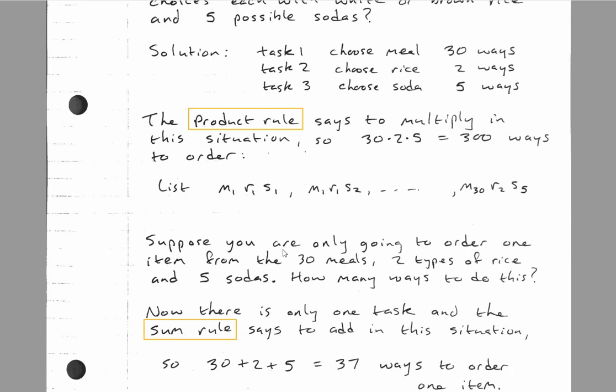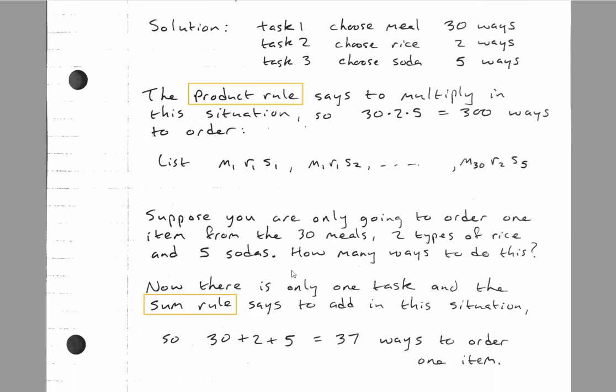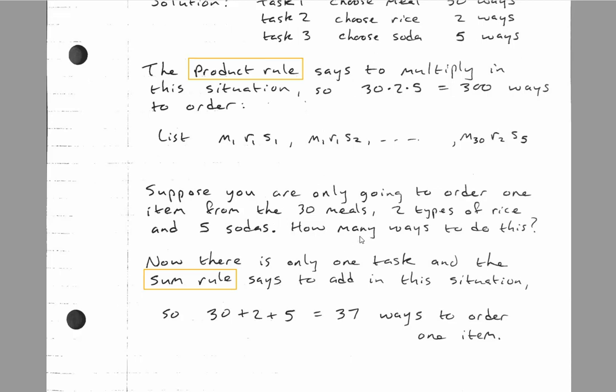Okay, just to see a slightly different situation, suppose you're only going to order one item from the 30 meals, 2 types of rice, and 5 sodas. How many ways to do this? Okay, so now you're only ordering one thing instead of 3 things. And you can see, if you're only ordering one thing, then you just have 37 possibilities, so you're summing.